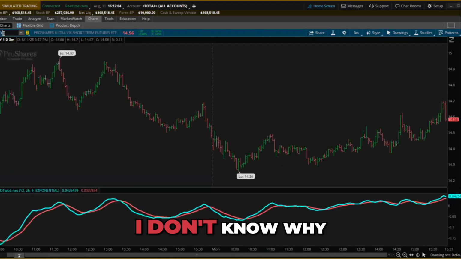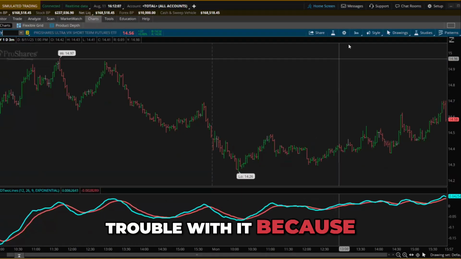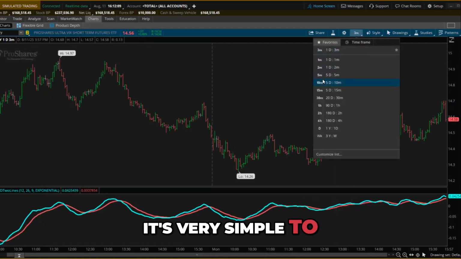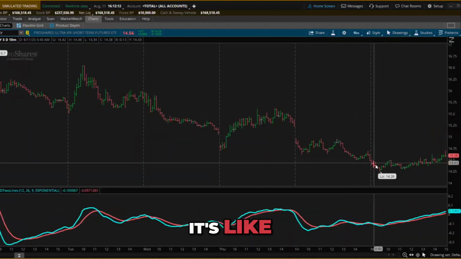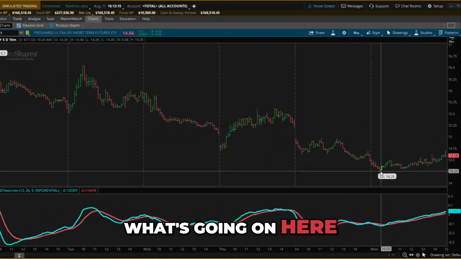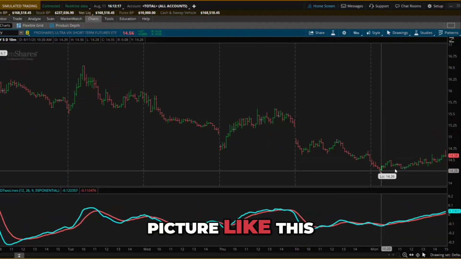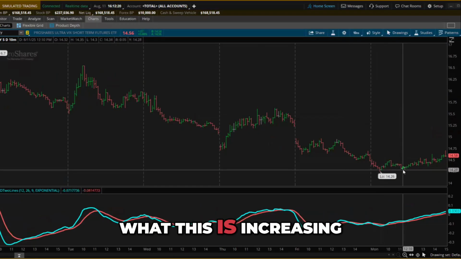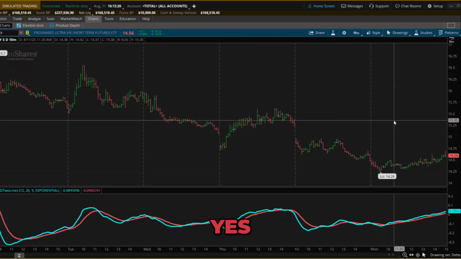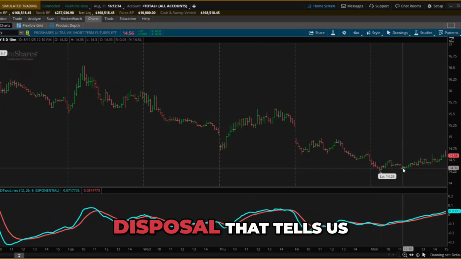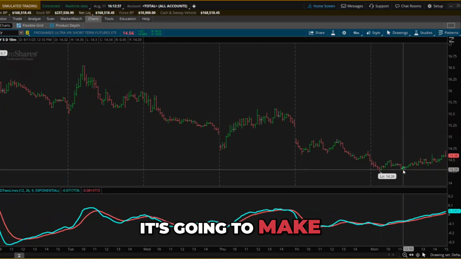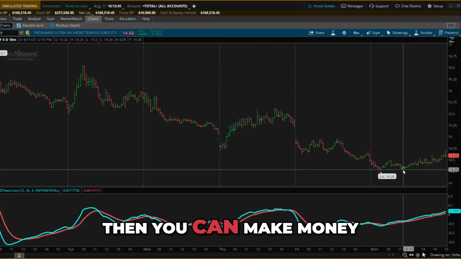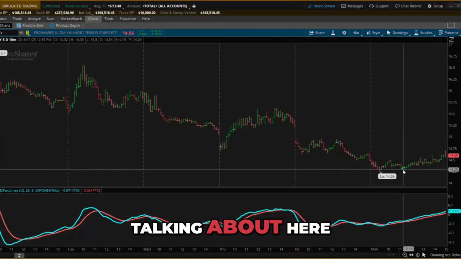So you just have to make a decision, and it's easy to do so. I keep saying it's easy. I don't know why everybody has so much trouble with it because it's very simple keeping tabs on what's going on. Like, say, well, what's going on here? Why is the technical picture like this? And this is increasing rather dramatically, wouldn't you say? I would say yes, because all we have to do is have information at our disposal that tells us it's going to make a move. Doesn't matter how much, as long as it makes a move, then you can make money. And that's what we're talking about here.